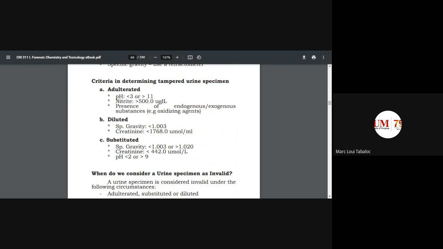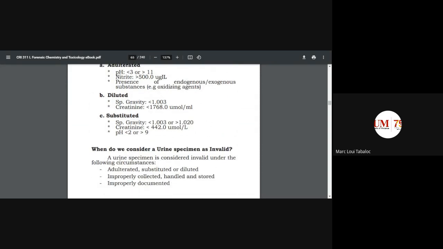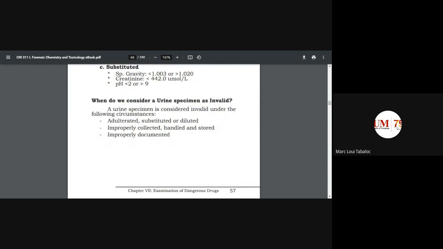So next, when do we consider a urine specimen as an invalid specimen? Yan. So merong circumstances dyan ha. Pinapakita ko na sa inyo. When do we consider a urine specimen as invalid? Okay, first, if it is either adulterated, substituted, or diluted. Okay, either of the three.